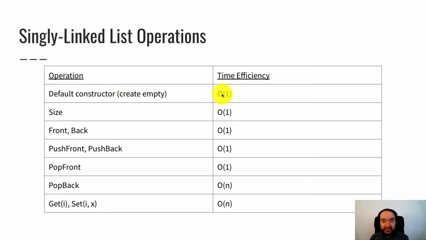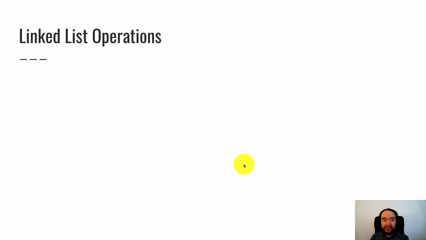You can create an empty linked list, get the size, get the front and back elements, push front, push back, that means add to the front, add to the back, and PopFront, meaning remove from the front. All of those can take constant time, and we're going to go over those in this video. There's some other operations that take linear time because they are more complicated. PopBack, meaning remove the last element, and get an element at index I or set the element at index I. Those take linear time. We'll cover those in the next video.